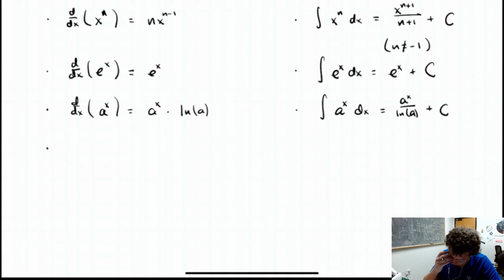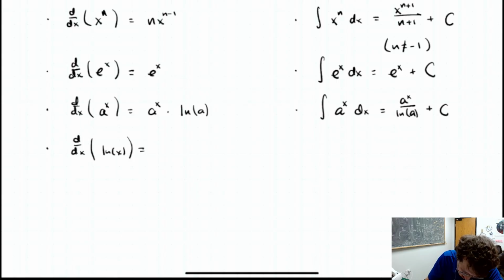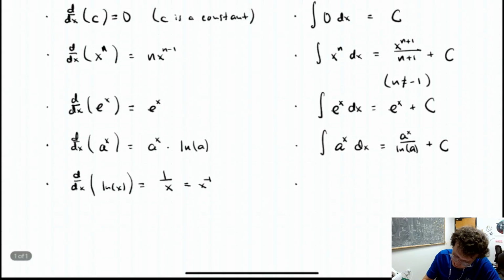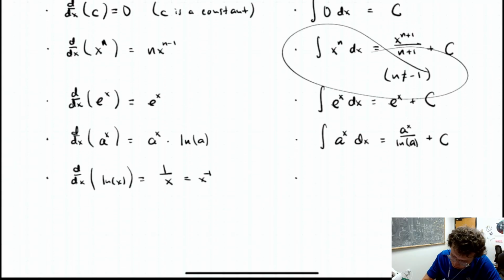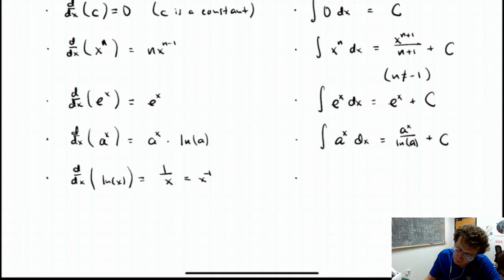Okay. What about the inverse function of these exponential functions? Sorry, the inverse function of e to the x is ln of x. The derivative of ln of x is 1 over x. Note, that's equal to x to the minus 1. This is where that missing case happens. When the exponent is negative 1, you don't end up with another power function. You end up with 1 over x. Or, sorry, the natural log.